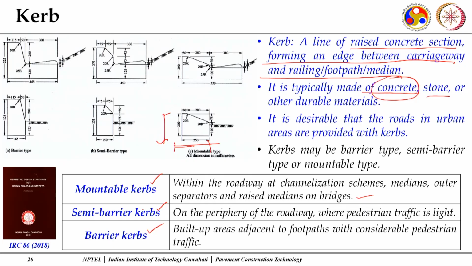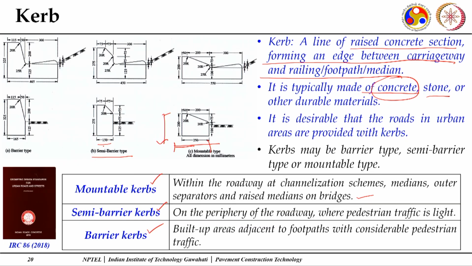Now when we want to separate out pedestrian movement on the sides, it depends on the intensity of pedestrian movement. Then we can have a different design of curb, which is a semi-barrier type. The word itself says it is a barrier, it controls vehicles from coming onto this side. The design becomes different: the width is 150 and the height is 275. These are all typical designs given by IRC 86. It says on the periphery of the roadway where pedestrian traffic is light.